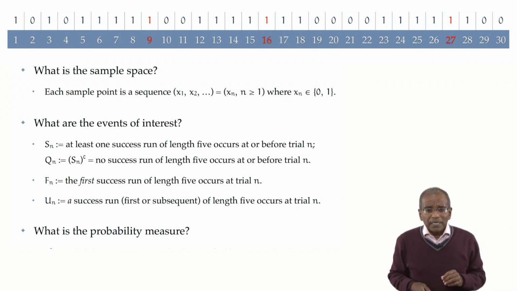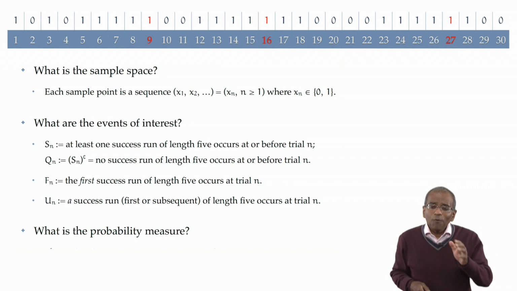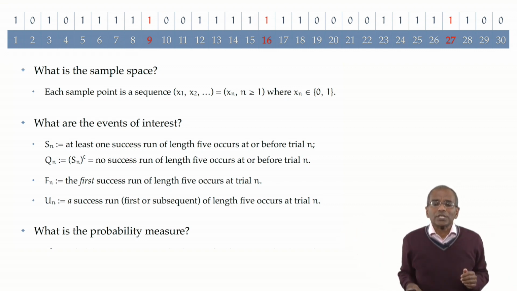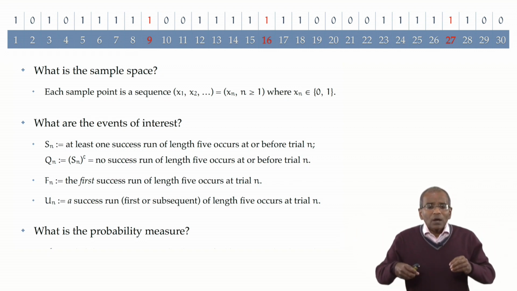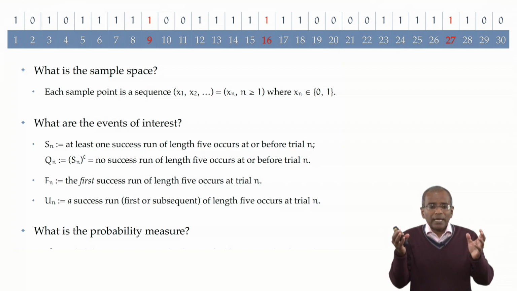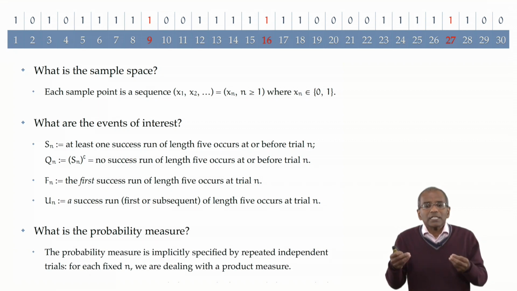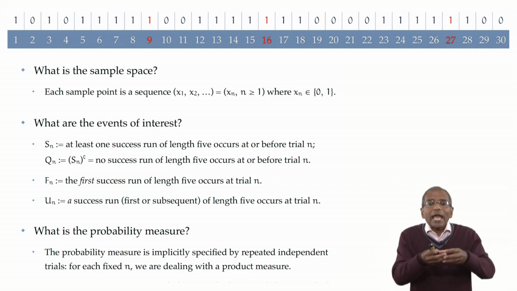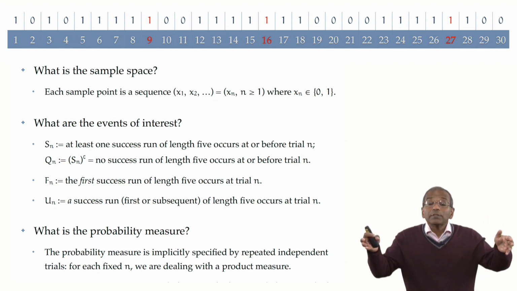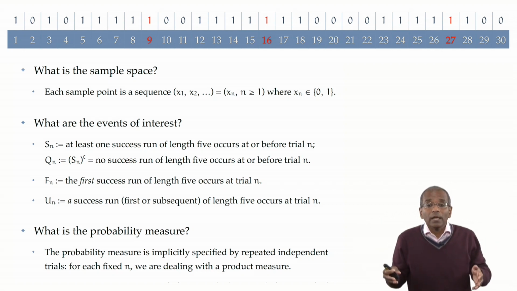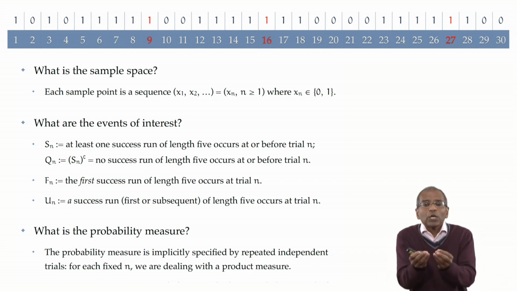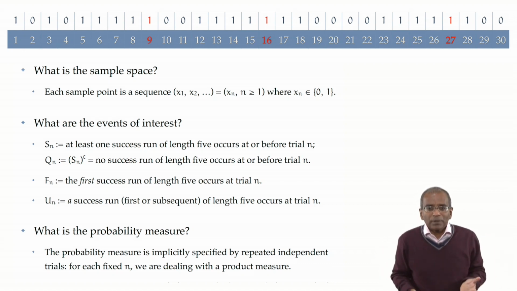But for our purposes, we can afford to look at finite strings of tosses at a time. And what comes to our rescue immediately is the fact that the probability measure is implicitly specified by the fact that we're dealing with a setting of repeated independent trials. For any given n, we are effectively dealing with a product space and a product measure. The computations of the probabilities are going to become almost transparent in consequence of this key observation.